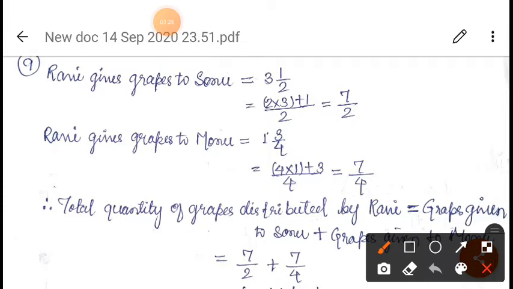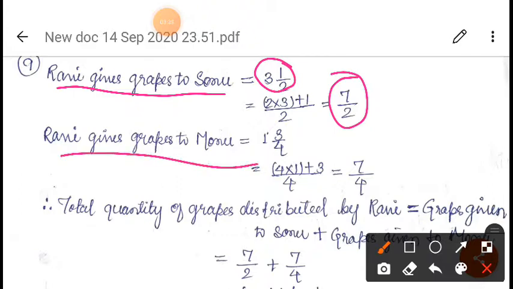As you can see, what Ravi gave to Sonu is 3 1 by 2. When we solve this, 2 into 3 plus 1 by 2, we will get 7 by 2, right? Next is how many he gave to Monu. He gave to Monu 1 3 by 4. When we multiply this, 4 into 1 plus 3 by 4, we will get 7 by 4, right?